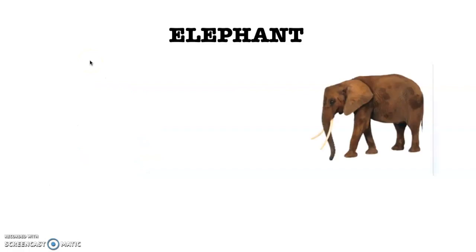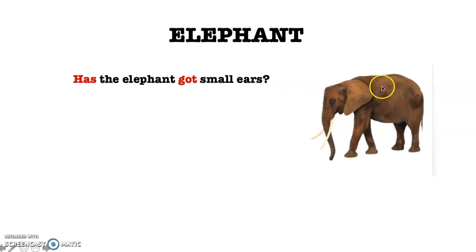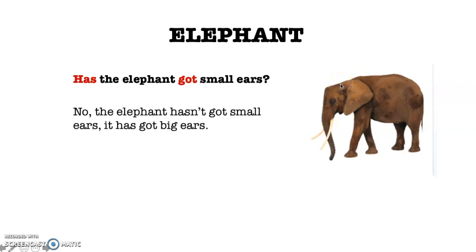Now we are going to work with the elephant. Has the elephant got small ears? Look at these elephant ears. Are they small? No, the elephant hasn't got small ears. It has got big ears. Or no, it hasn't.